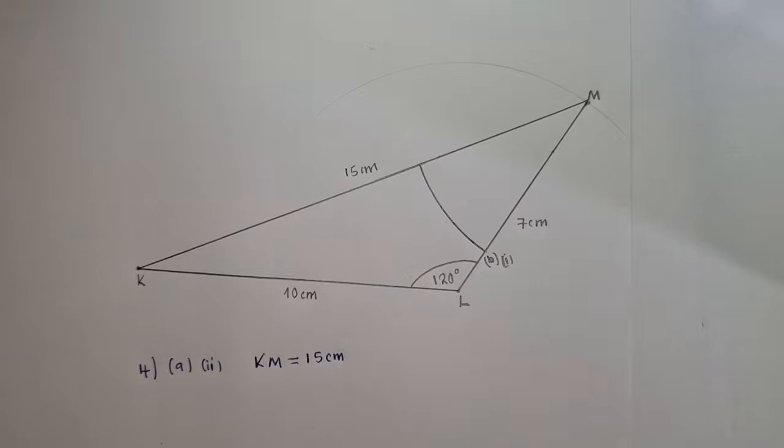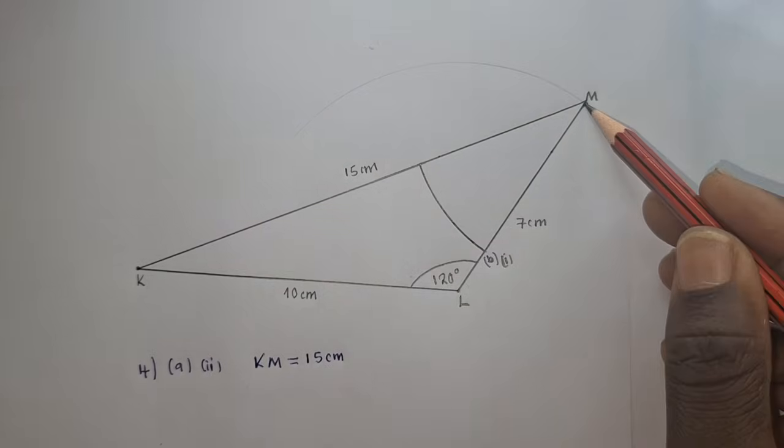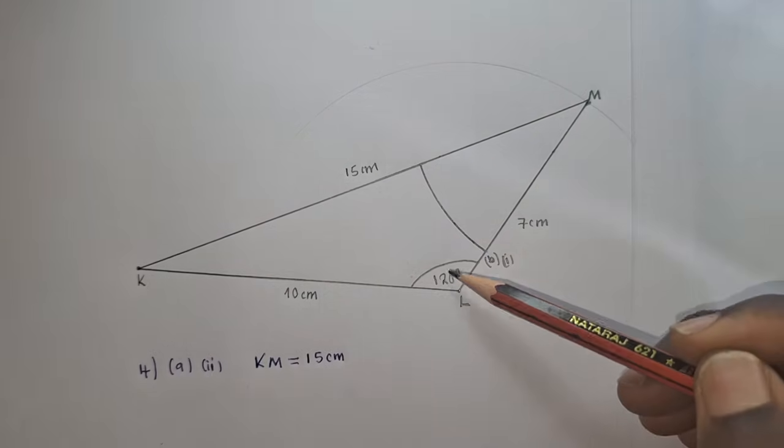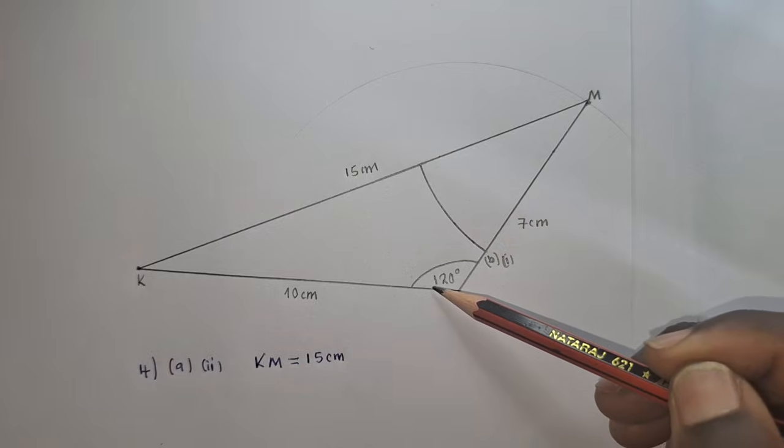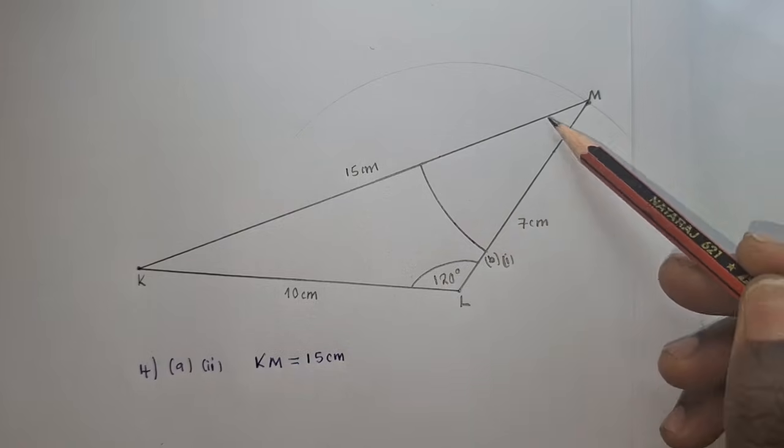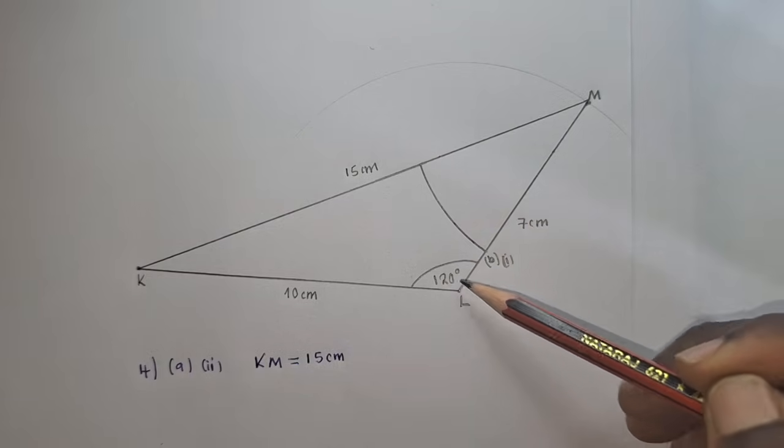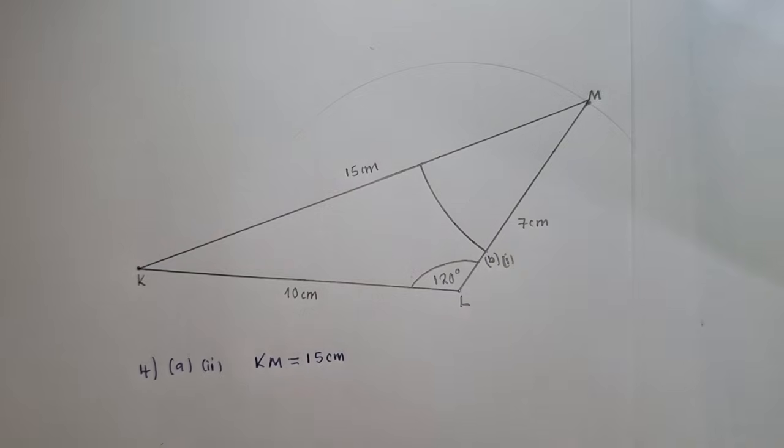Okay, so we now go to the next question. The next question here reads, within triangle KLM, draw the locus of points which are 1 centimeter from LM. So 1 centimeter, meaning we must draw a parallel line inside here, and at whichever point it must be 1 centimeter from this line.